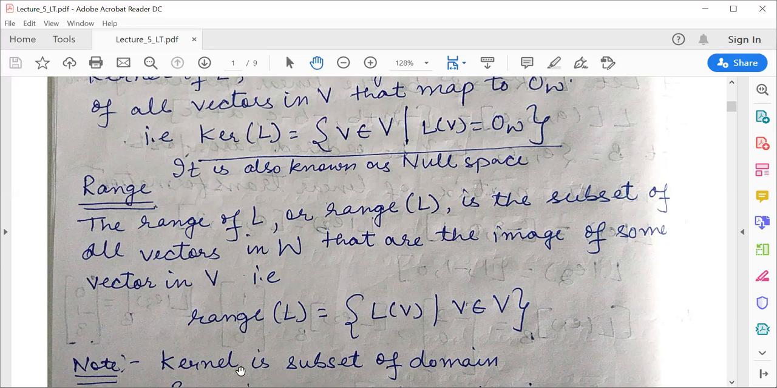No, that's why the range of L is L(v) such that v belongs to capital V. It means the range will consist of all the vectors in W which are images of vectors in V. While defining a linear transformation from say R square to R cube, it is not necessary that we are considering all the vectors of R cube. So the range will be the image of only those vectors which are part of your vector space V, as we have defined the linear transformation.